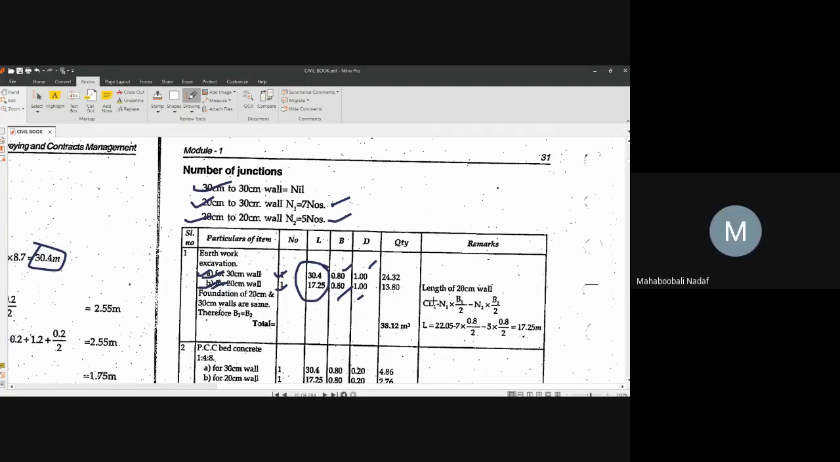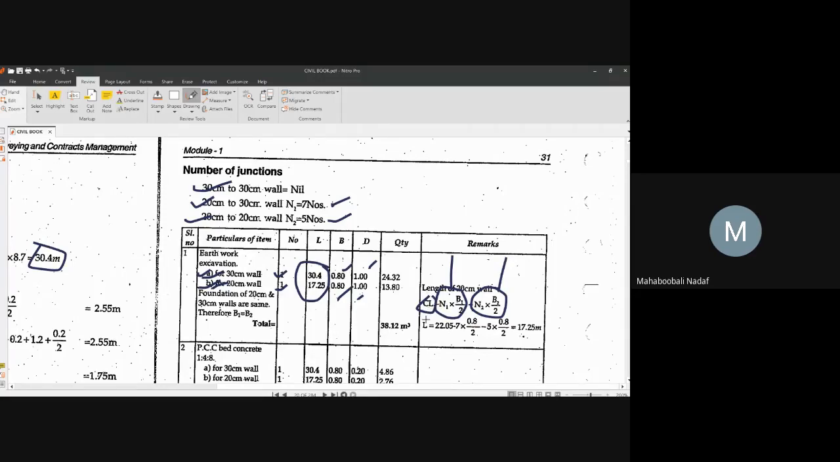Now, how to write the corrected length here? The formula is whatever center to center you have calculated, minus N1 into B by 2, minus N2 into B by 2. This is the standard. In the previous examples we wrote only N into B by 2, because only one type of interjunction was there. But here multiple interjunctions are there, so we are writing it for two separately: one for 20:30, another for 20:20.